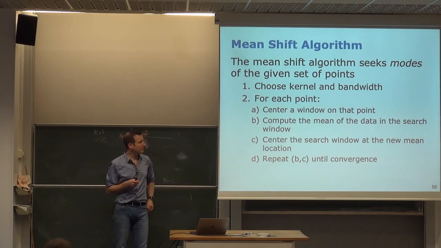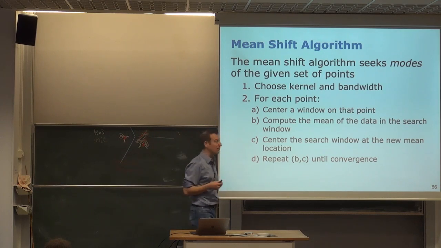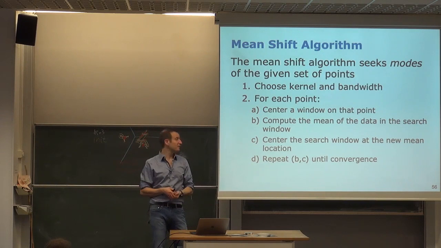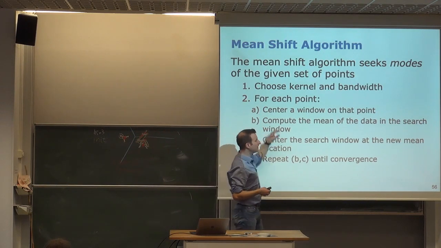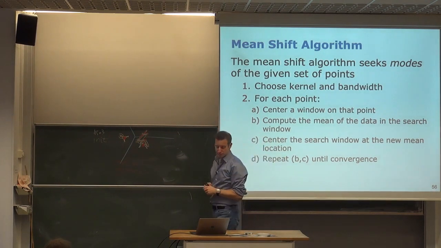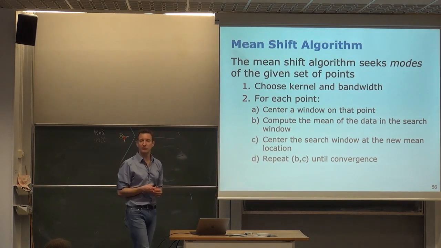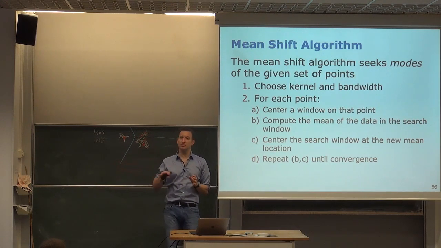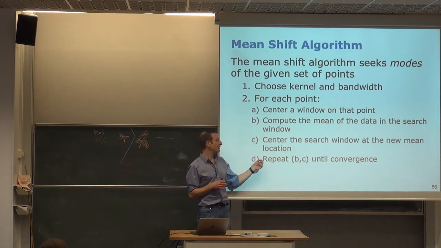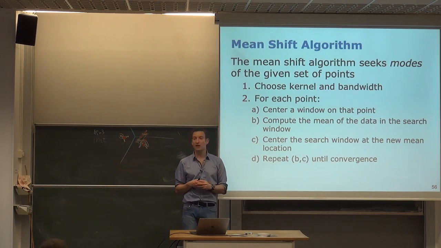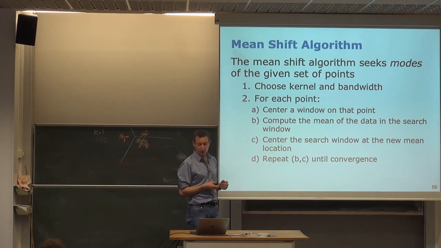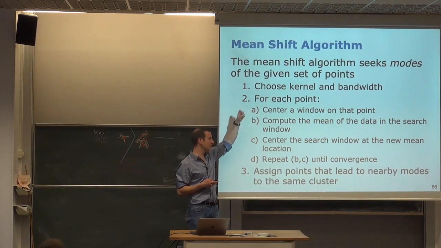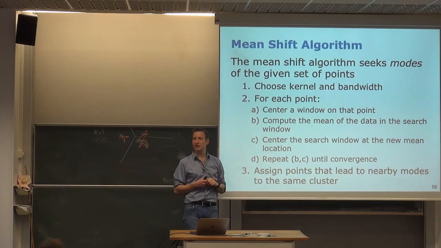And then for every point, you basically run this algorithm. You center a window around this point. This was this illustration that I had, that circle. You compute the mean of the data in that search window, taking into account the kernel, the weight, and then you center the search at the new mean location that you compute in this circle. And then you repeat steps B and C until you converge. And once you have converged, you assign the data point that you determined in A the final location that you get after convergence.